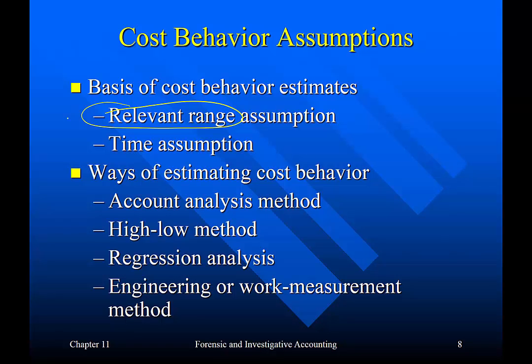So there are assumptions, and I mentioned relevant range earlier, and we're going to define that, and the time assumptions. And then we're going to discuss the various methods that we use to estimate these, like the account analysis method and high-low. This is where you take your highest, so you take maybe 10,000 as your highest and 5,000 as your lowest range, and you try to estimate not only the variable but the fixed cost. Regression analysis is one of the more precise ones, and then there are engineering or work measurement methods. So we're going to discuss several of these.